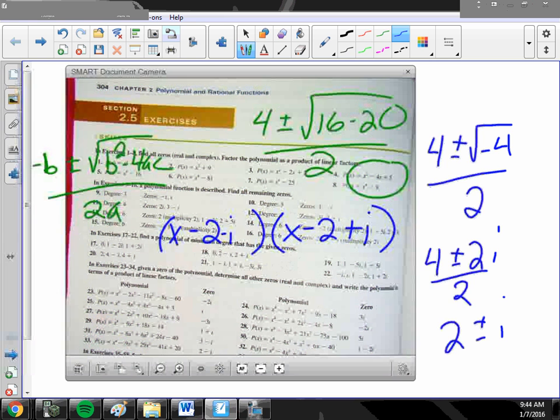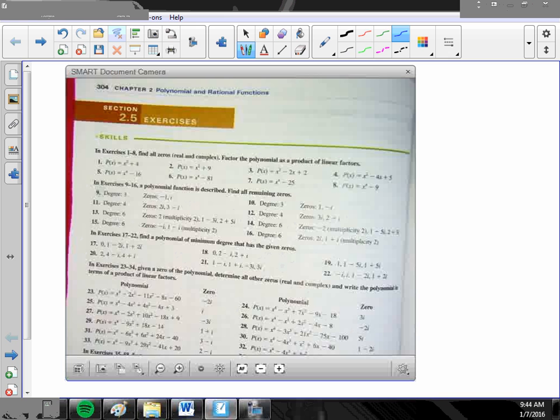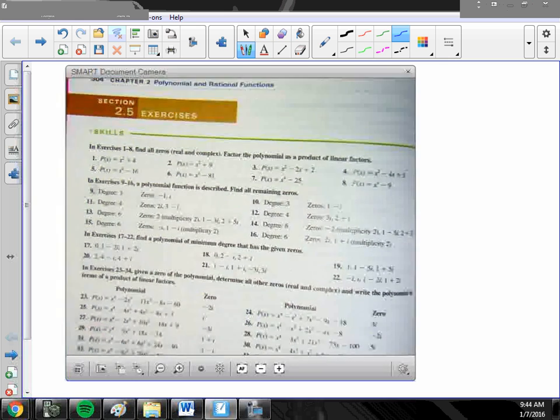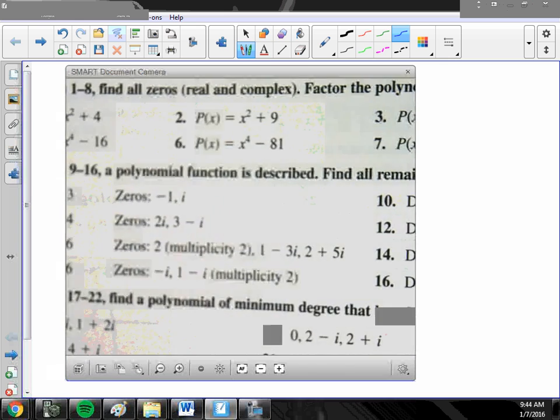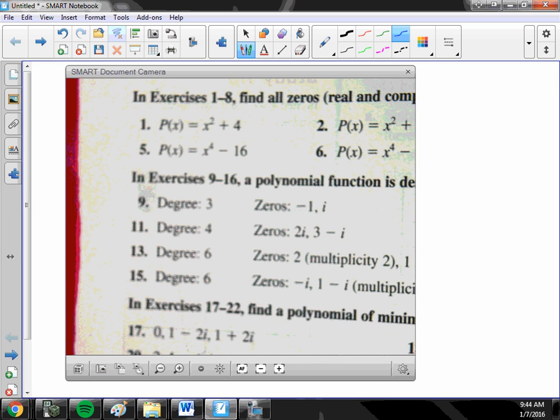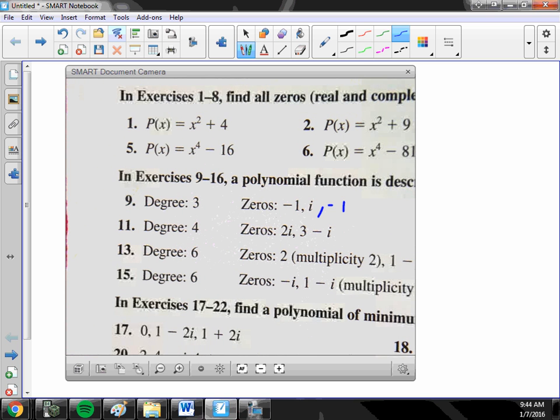Okay. So if you look down at number 9, a polynomial function is described. Find all remaining zeros. So number 9 says degree 3, which means what? There are 3 roots. One of them is negative 1, and one of them is i. What is the other one? It would be negative i, because that is the complex conjugate to positive i.